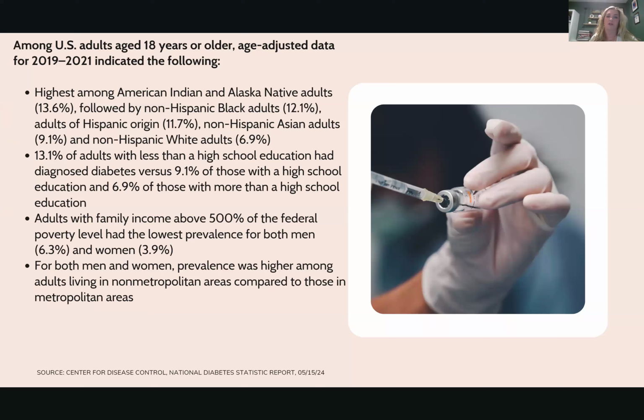We also know 13% of adults with less than a high school education had diagnosed diabetes versus about 9% with a high school education. And less than 7% of those with more than a high school education. Now, looking at income level, socioeconomic levels here, adults with a family income above 500% of the federal poverty level had the lowest prevalence for both men and women with diabetes. We also know for both men and women, prevalence was higher among adults living in non-metropolitan areas compared to those in metropolitan areas. And I'll talk about that a little bit later. Why is that true? And hopefully I'll be able to help put some of the puzzle pieces together and the background of why we have these numbers.